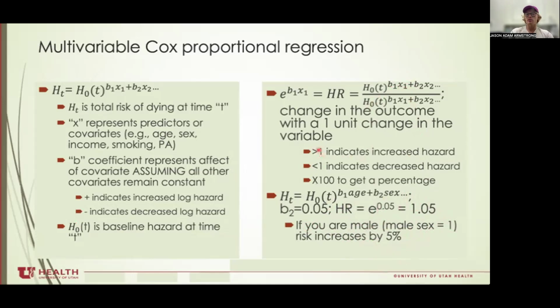Okay, so a hazard ratio of greater than 1 indicates increased hazard, and less than 1 indicates decreased hazard. So if I were male and this number were 0.95, now I would say I have a 5% decreased chance of mortality when compared to females. And you can multiply that by 100 to get your percentage. So the 1.05 is 105%, whereas the 100 represents my reference value, and then the extra 5% is the extra risk.